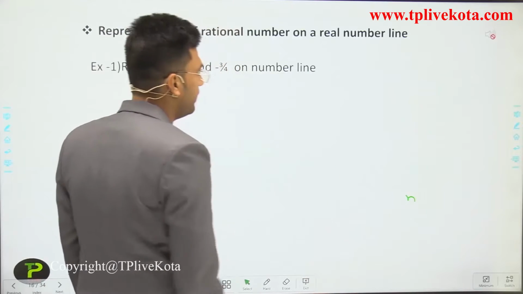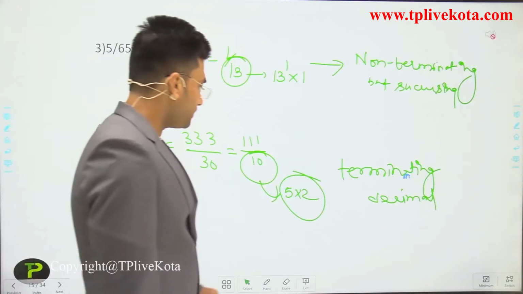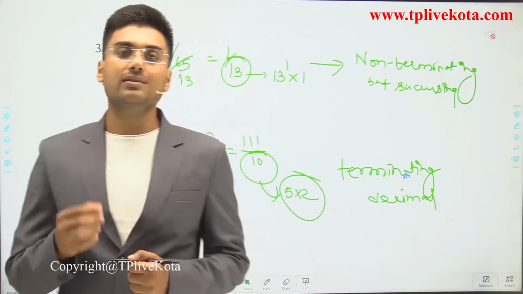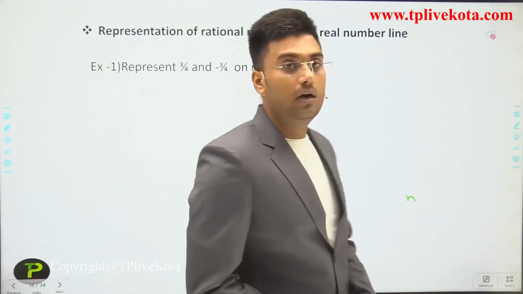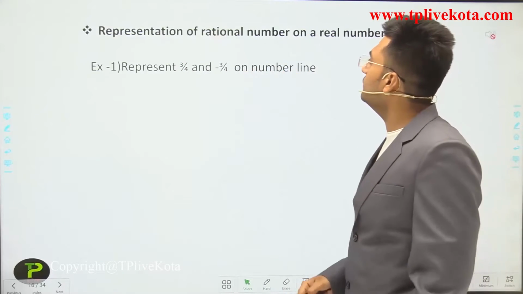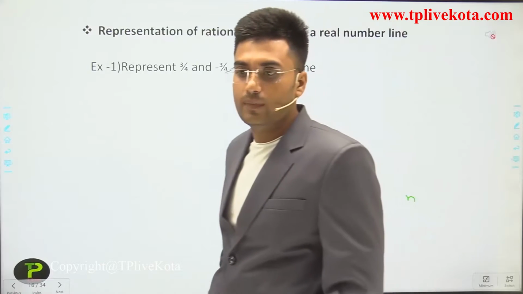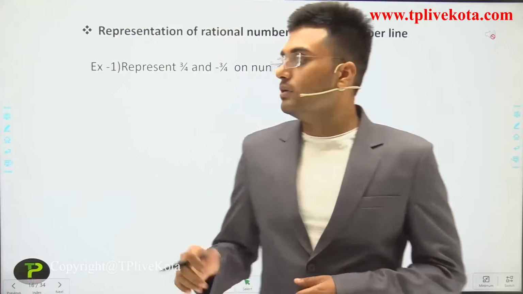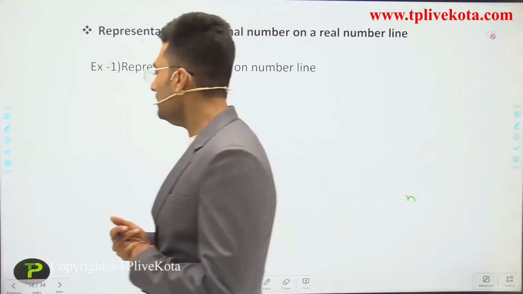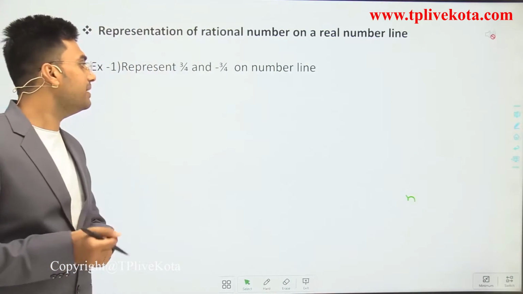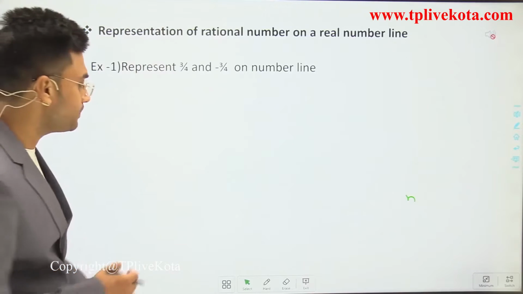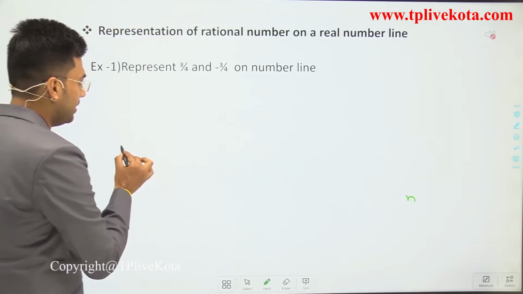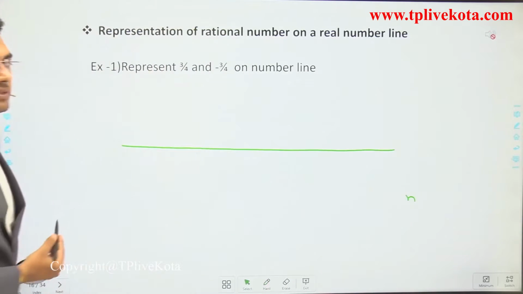the form of decimals. Now after the decimal representation of rational number, our next topic is representation of a rational number on a real number line. How to represent rational number on a real number line. So let's start with the first example. Represent 3 by 4 and minus 3 by 4 on a number line. Okay. First of all, what is the number line? Number line is a line on which we represent the real numbers.